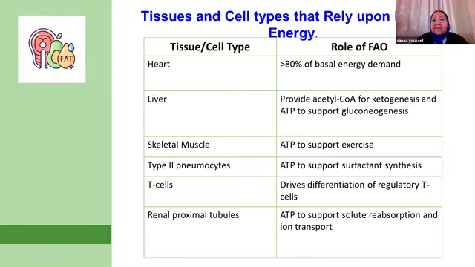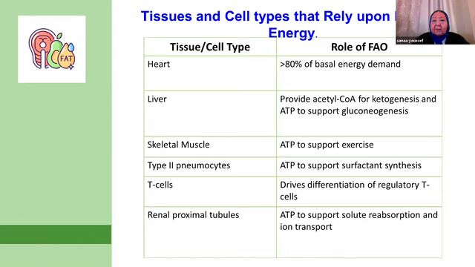diseases. The tissues and the cells that rely upon the fatty acid oxidation are the heart, which takes 80% of the basal energy demand from the fatty acid oxidation. The liver, which needs to provide acetyl-CoA for ketogenesis and ATP to support the gluconeogenesis. The skeletal muscle also depends on this oxidation for ATP to support the exercise. Type 2 pneumocytes need ATP to support the surfactant synthesis in newborns. If these diseases start early in the neonatal period, you might have a problem with the respiratory system.